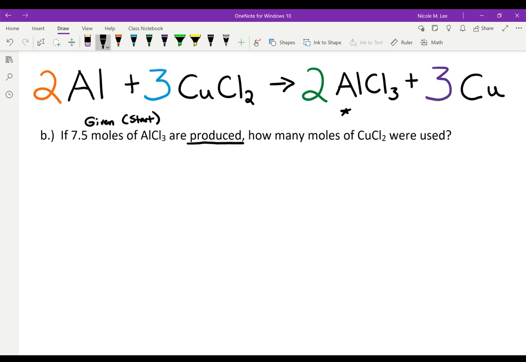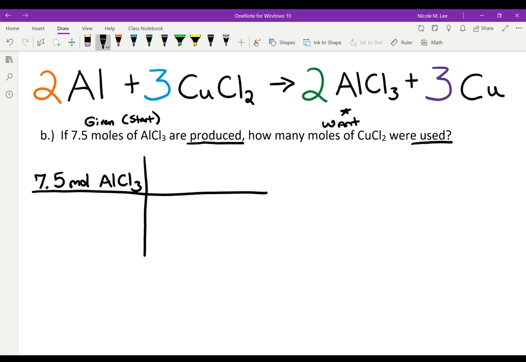And what do I want to solve for? Well, I want moles of copper chloride. This is what I want. It's saying how many were used, so that was on the reactant side. And you can see both of those whenever you look at the balanced chemical equation. So I start with 7.5 moles of aluminum chloride. I'm going to set up my grid. I have moles of aluminum chloride in the numerator, so I need moles of aluminum chloride in the denominator.